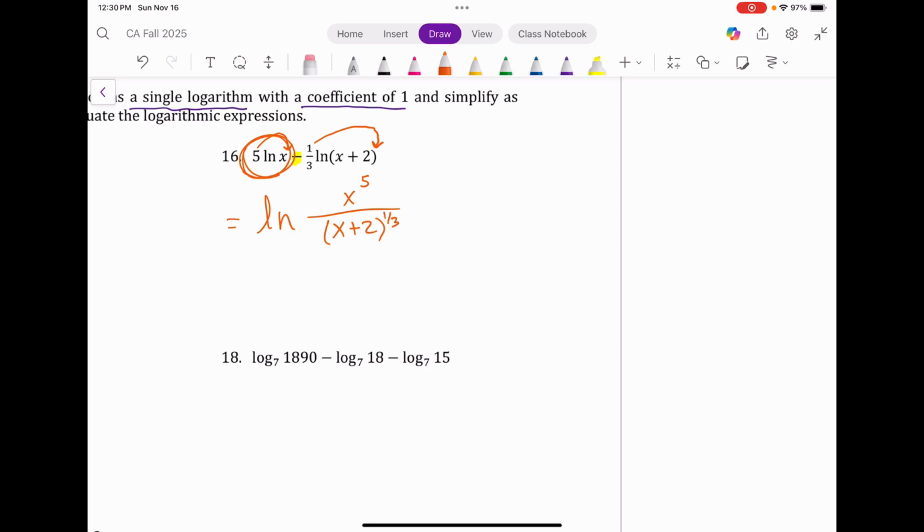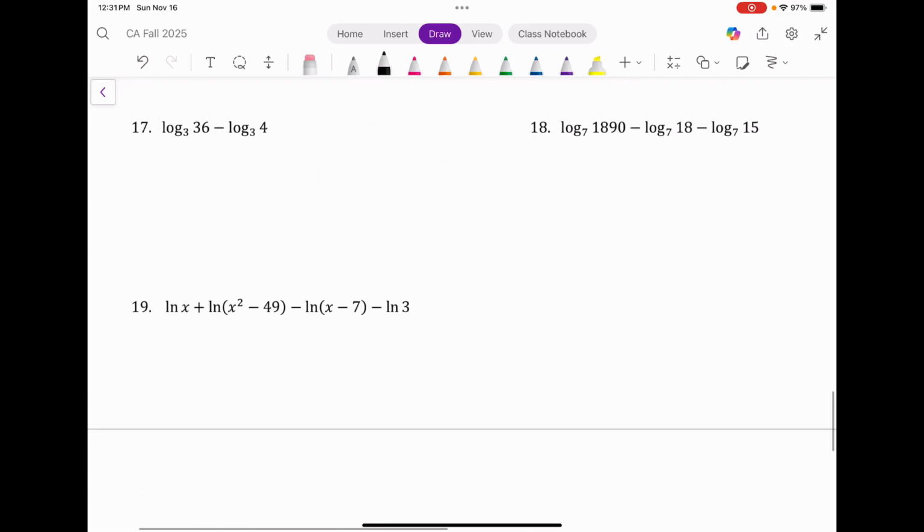And so this is an acceptable answer, or you could put the denominator in radical form and say it's the cube root of x plus 2. So both of those are okay. Okay, 17. So you'll notice both these logs by themselves, you cannot simplify into integers or whole numbers, because 3 raised to what power gets you 36 is not a pretty number. 3 raised to some power gets you 4 is not a pretty number. But let's see what happens when we combine them.